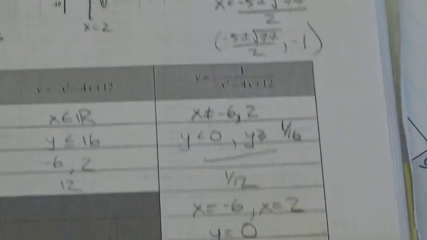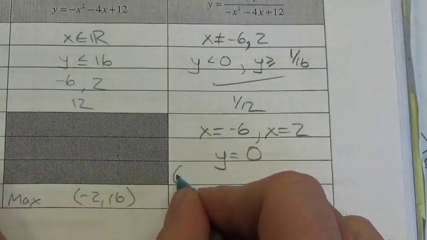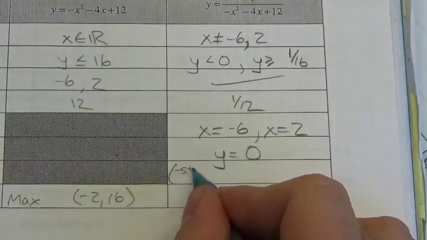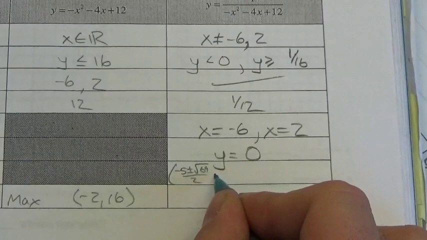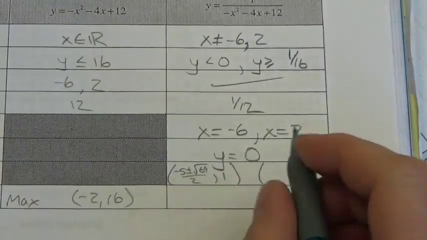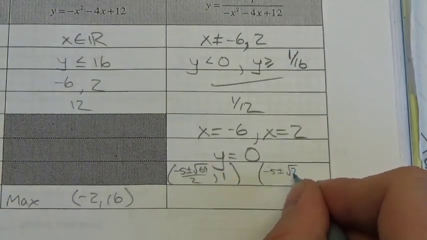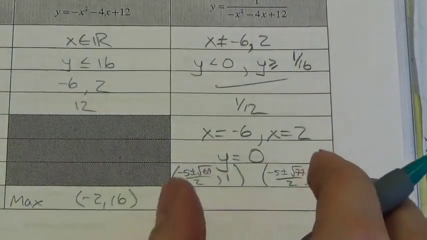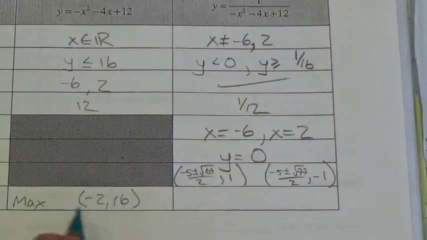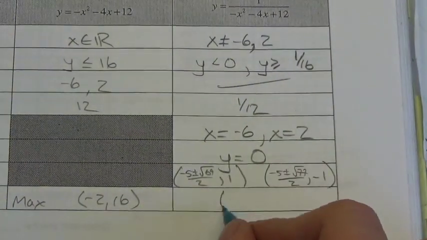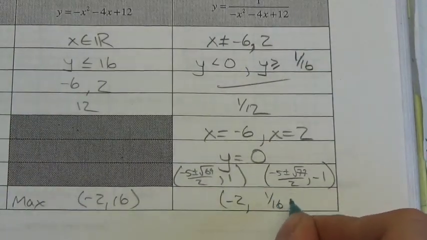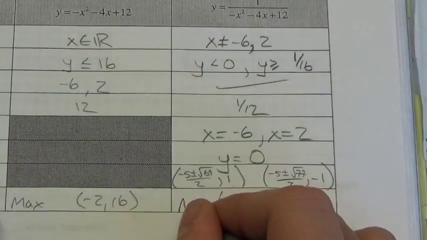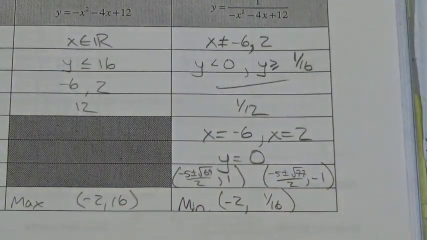Now, I'll write those down here real quick. So we get negative, whoops, I want to make sure that that negative is clearly with just the 5 there. So negative 5 plus or minus root 69 over 2, comma 1. The other two are going to be negative 5 plus or minus root 77 over 2, comma negative 1. Now, finally, the vertex. The vertex on the original was negative 2, 16, so our reciprocal will be negative 2, comma 1/16. We're just going to flip that value. And because the original one was a maximum, this one is going to become a minimum.